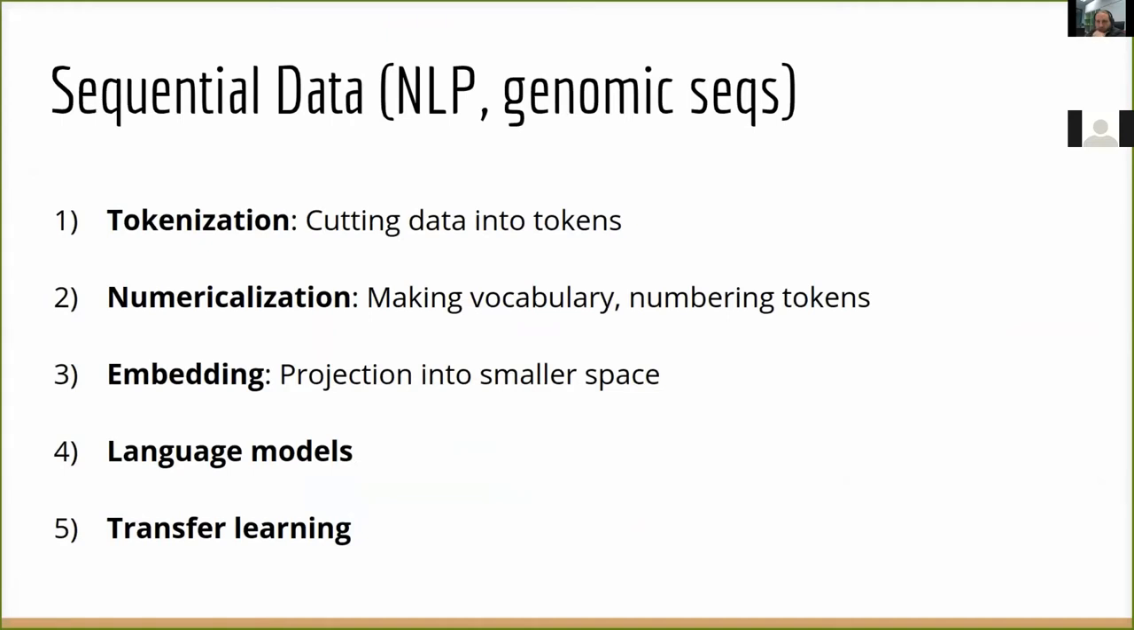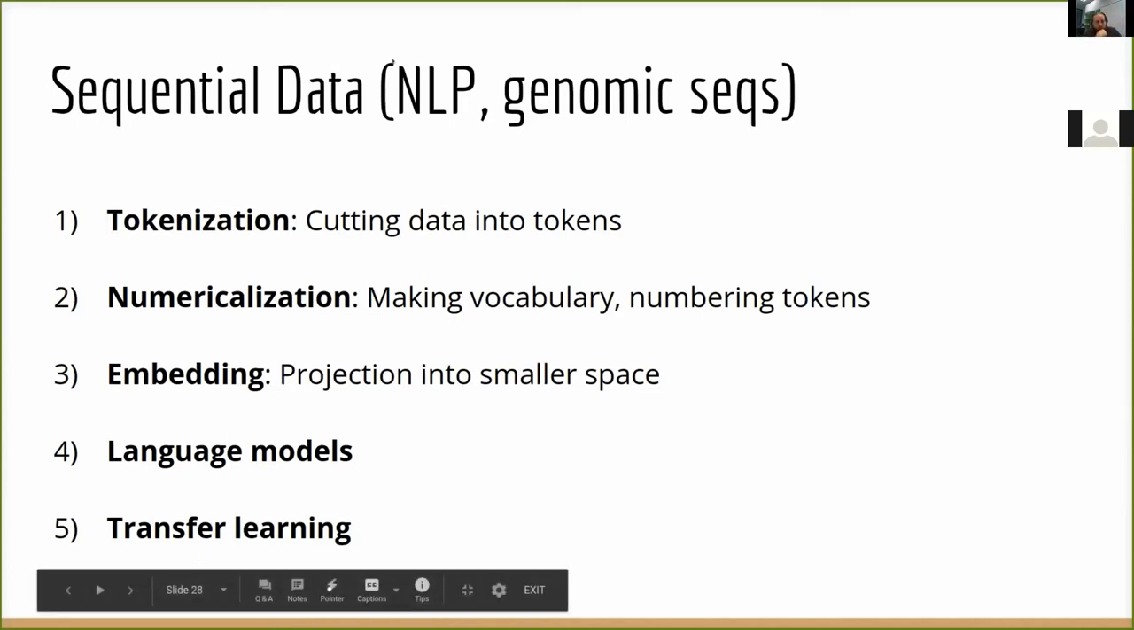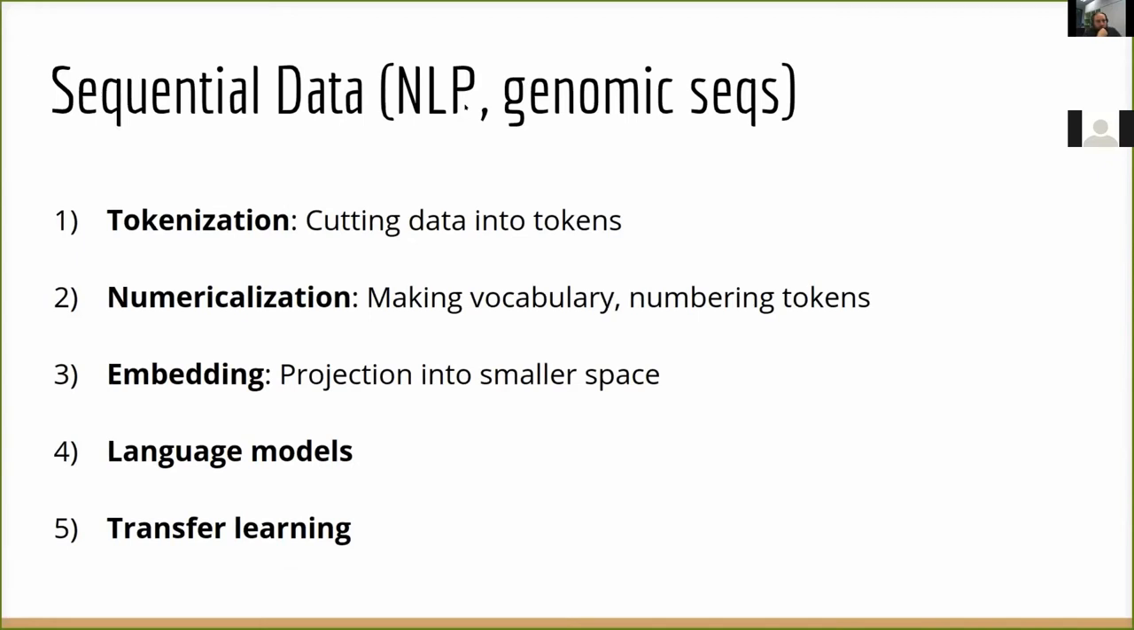You are first cutting your sequence into pieces, into tokens. Then you make a vocabulary and put a number on each of the tokens. And then you could use some embedding, a language model, and even transfer learning. The last three things are pretty common in NLP and rather rare in genomic sequences. But the question is whether the reason is not that NLP is more trendy or more ahead.